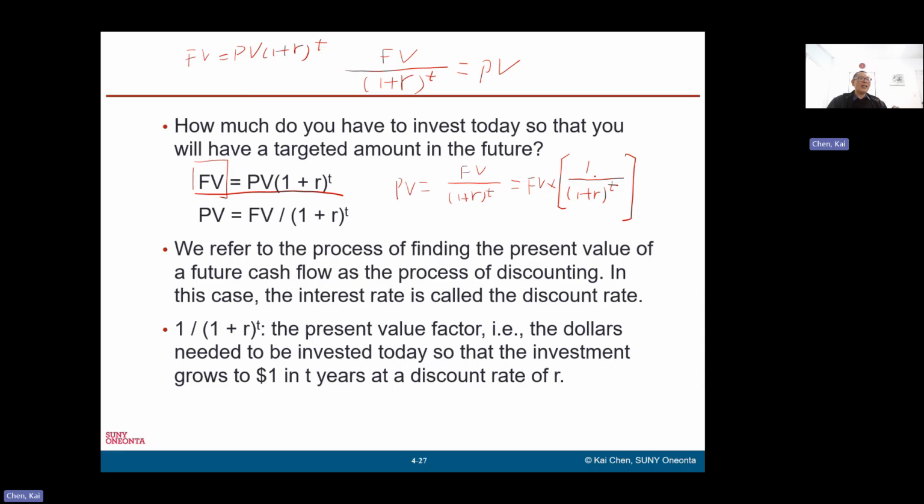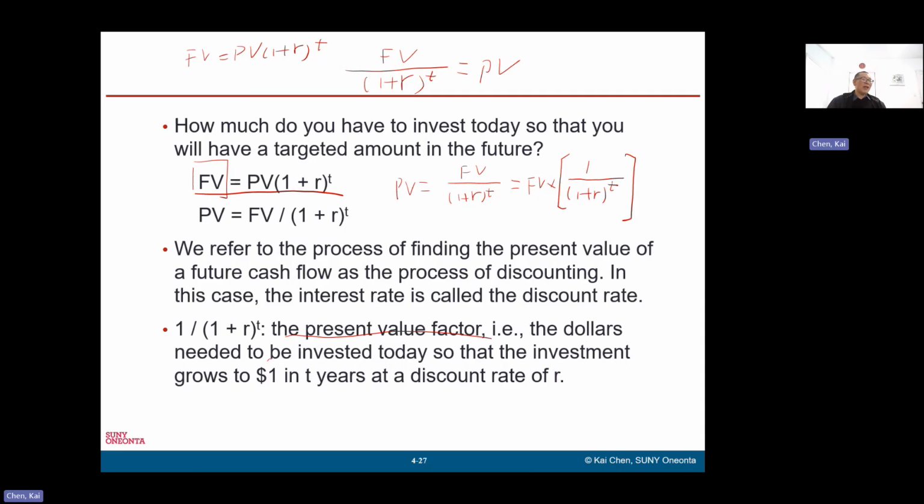Now let's look at the content in this bracket: 1 over 1 plus R raised to the power of t. We call this the present value factor. What does this mean? It tells us the dollars needed to be invested today so that the investment grows to $1 in T years at a discount rate of R.